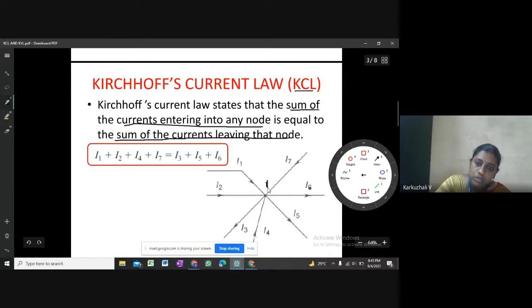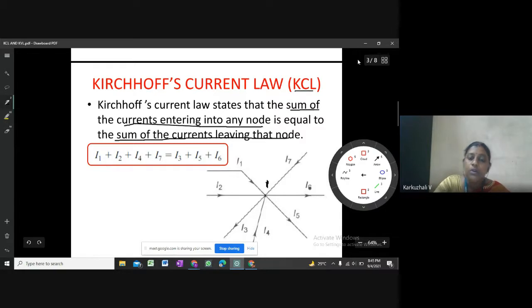Okay, so in this node 1 we can see these are all called branches. This dot is called the node and these are all called the branches. So totally how many branches are there? 7 branches are there. From this node, 7 branches leave, and in the 7 branches some currents enter the node 1 and some current leave the node.